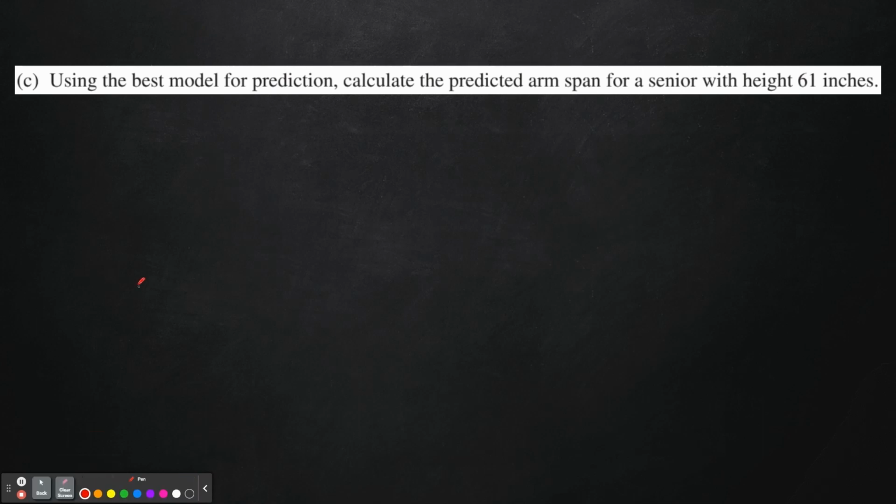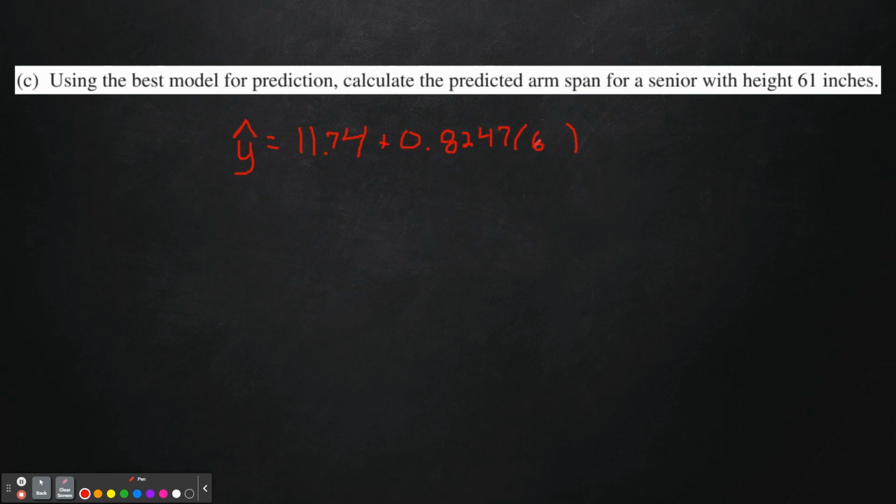Part C of this problem asks us to use the best model for prediction to calculate the predicted arm span for a senior with height of 61 inches. So you'll recall from the previous part of the problem that they gave us an equation that y hat equals 11.74 plus 0.8247 times x, or times your height.